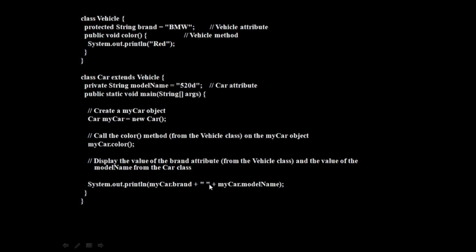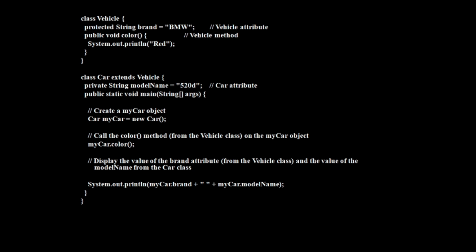space is given over here, plus myCar.modelName. So it will be fetching the model name, that is 520D. So ultimately it will be giving the output like BMW space 520D. So this is how the concept of inheritance works in Java.